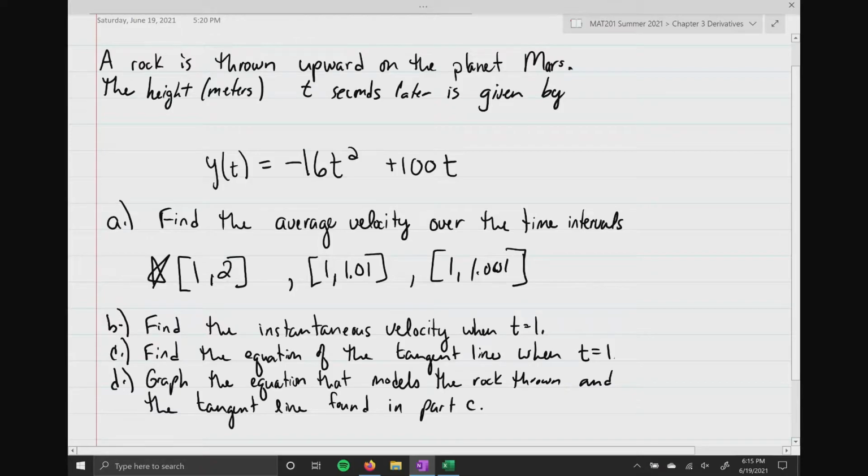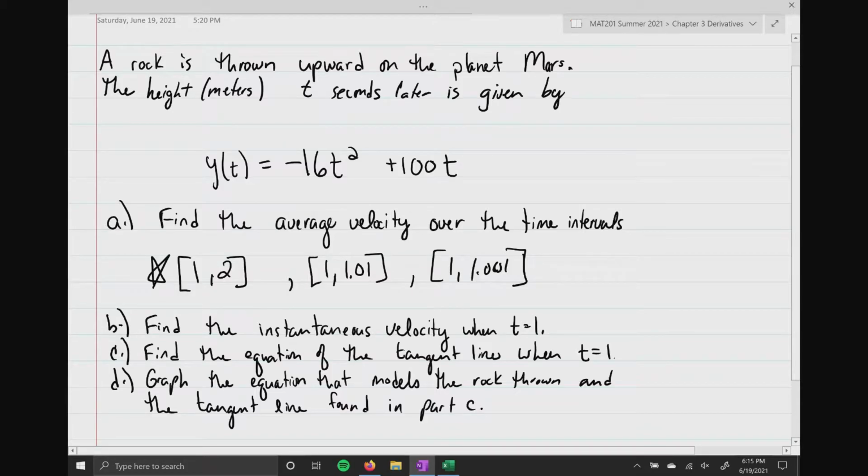Okay, so for the first example, we have a rock is thrown upward on the planet Mars. The height in meters, t seconds later, is given by y of t equals negative 16t squared plus 100t. So the first thing we're going to do is find the average velocity over the time intervals. The star means I'm going to do the first one by hand, but then the intervals 1 to 1.01 and then 1 to 1.001 I'm going to do using Excel. It just makes my life a little bit easier in terms of calculations. Part B, we're going to find the instantaneous velocity when t equals 1, and you're going to see that there's a relationship between parts A and B. Part C, we're going to actually find the equation of the tangent line when t equals 1.